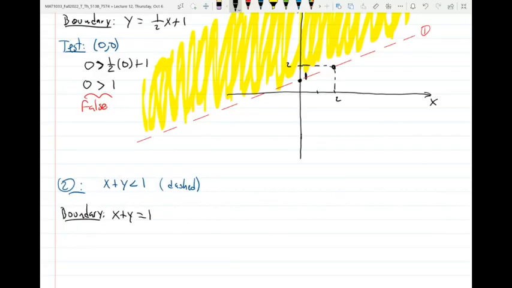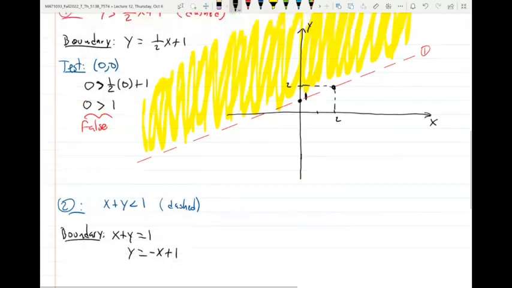You just need to draw this line. Now, to draw it, you are free to do it however you want. You can find 2 points and then draw it, or put it into slope form so that you can just look at it and draw it. Like here it is very easy. You just move the x to the other side, right? y equals negative x plus 1. So we can see the y-intercept is still 1, but this time the slope is, what's the slope? Negative 1.